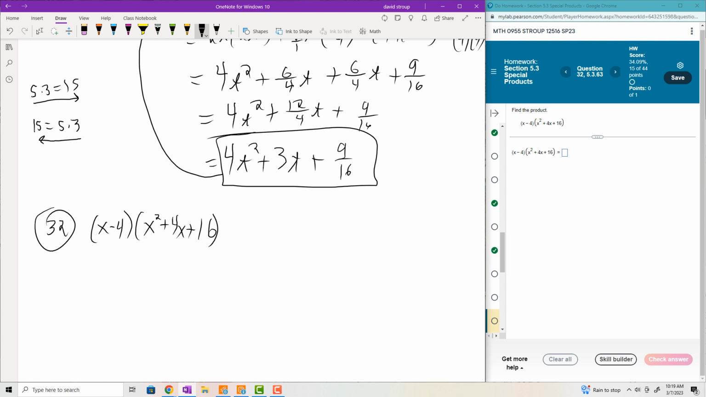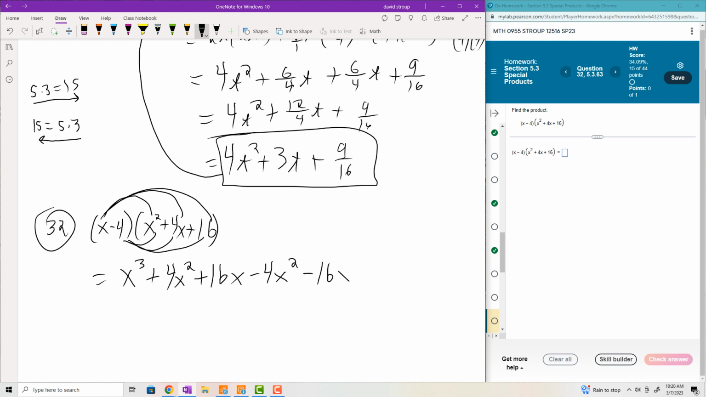But anyways, in this case, let's take a look and see what happens. So I'm just going to triply distribute. So I'll have x times x squared. Let's just write that as x cubed. X times 4x will be 4x squared, and then x times 16 will be 16x, and then this one. So negative 4 times x squared is negative 4x squared. Negative 4 times positive 4x is negative 16x. Negative 4 times 16 is negative 64.